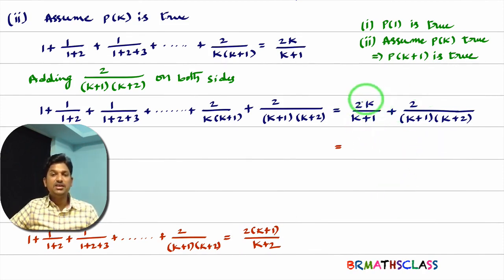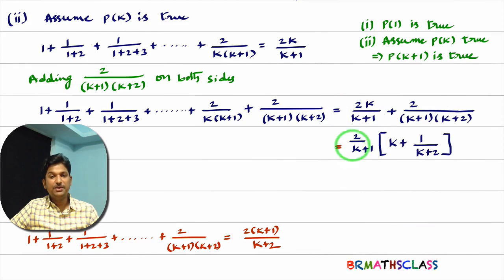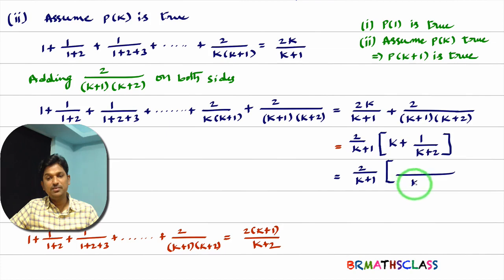You see here 2 divided by k plus 1 is there. In this term also 2 divided by k plus 1 is there. So I can take 2 divided by k plus 1 common. As we took 2 divided by k plus 1 common, what is remaining? Here k is remaining, and here 1 divided by k plus 2. Okay, 2 divided by k plus 1 into, you simplify this further, what will you get? What is the LCM? LCM is k plus 2. Multiply k into k plus 2, what is that? That is k square plus 2k plus 1.